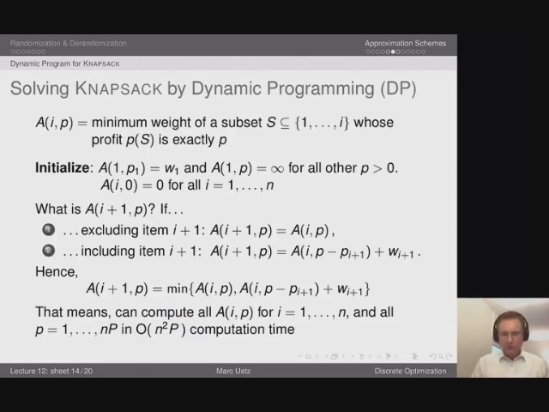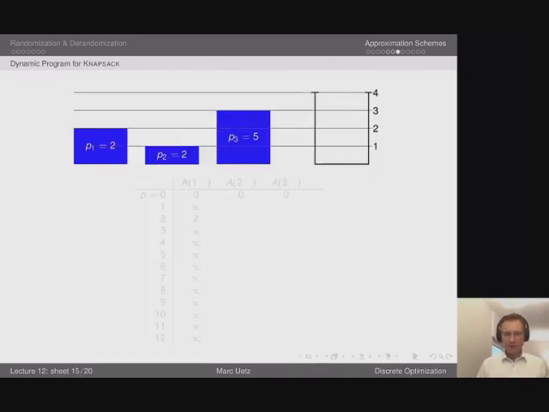So maybe it pays off to look at a small example here. Here we have an instance of the knapsack problem where the knapsack capacity would be 4. So these horizontal lines would be the dimension in terms of capacity. Then we will have an item number 1 here, which has a weight of 2 and also a profit of 2. We have item number 2 here with a weight of 1 and a profit of 2. And we have this third item with a weight of 3 and a profit of 5.